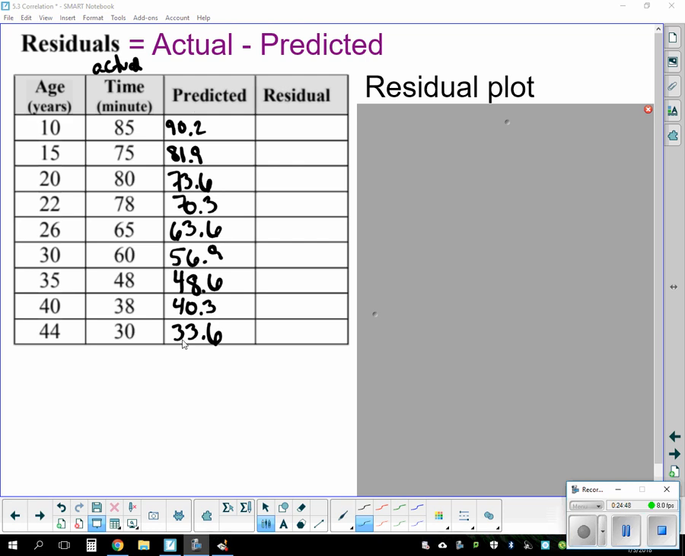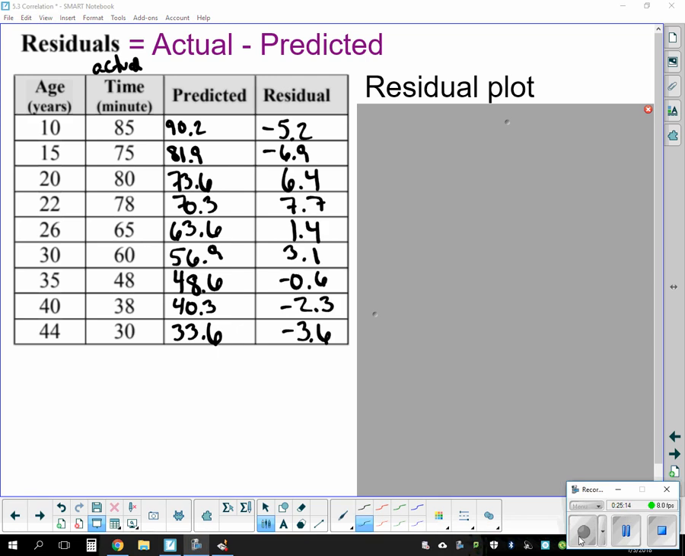Okay, so once you have all of those values pulled from your calculator, then to find the residual, you're going to take the actual amount and subtract your predicted amount. Make sure you do it in that order. So 85 minus 90.2 gives you negative 5.2. Okay, keep going, subtract all of these. Subtract your left column minus your right column. Pause the video, do that now. Okay, here's all those values.